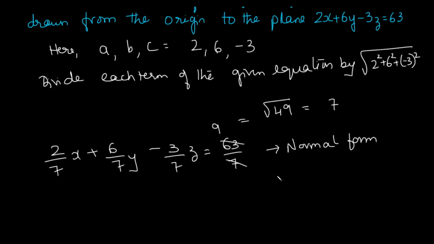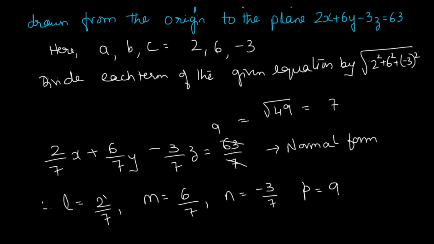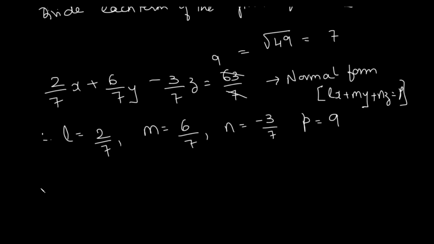And now from this we have l is equal to 2 upon 7, m is equal to 6 upon 7, n is equal to minus 3 upon 7, and we also have p is equal to 9. Okay, so we are comparing this to lx plus my plus nz is equal to p, this form. And thus we get these values. So from this we can find the foot of the perpendicular.